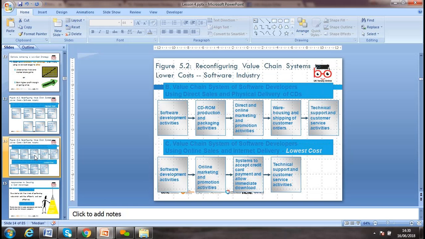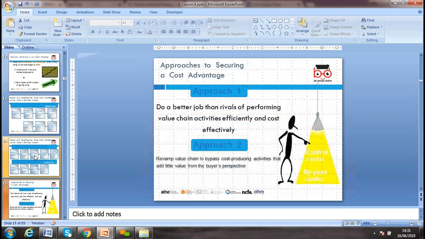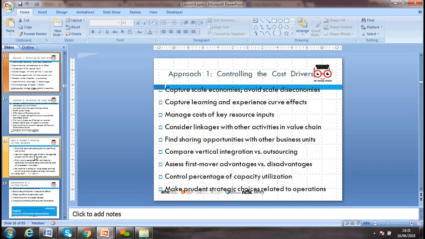If we cut and reduce some processes, that can create a competitive advantage for an organization as well. Cost approach one: do you do a better job than the rival of performing value chain activities efficiently and cost-effectively? We need to look at approaches to improving the value, and bypass production activities that add little value from the buyer's perspective. We need to look at controlling costs, capturing economies of scale, and avoiding diseconomies of scale.